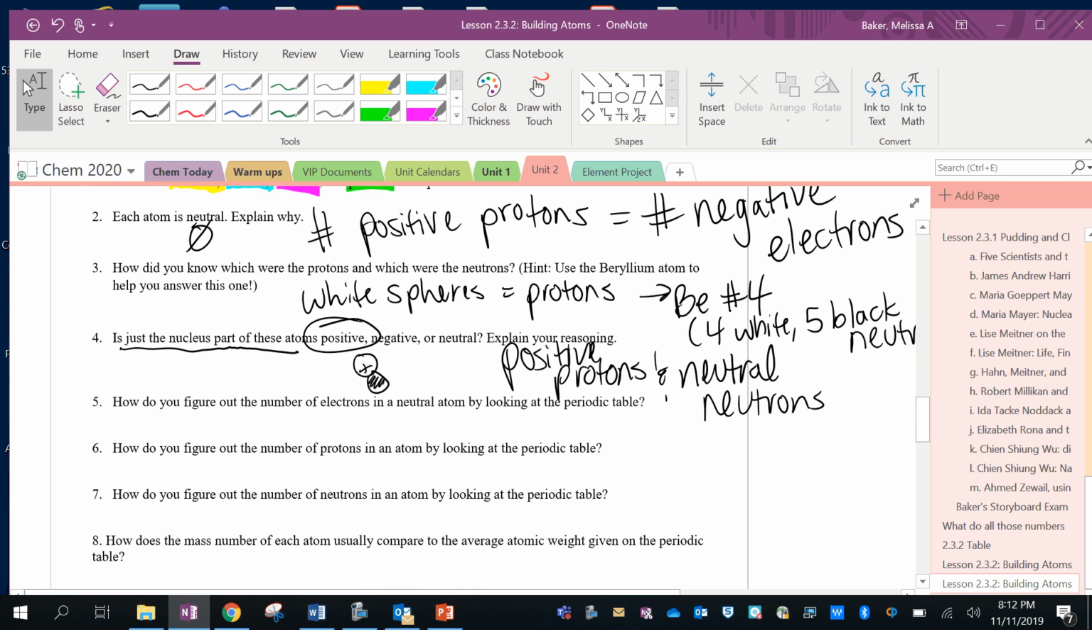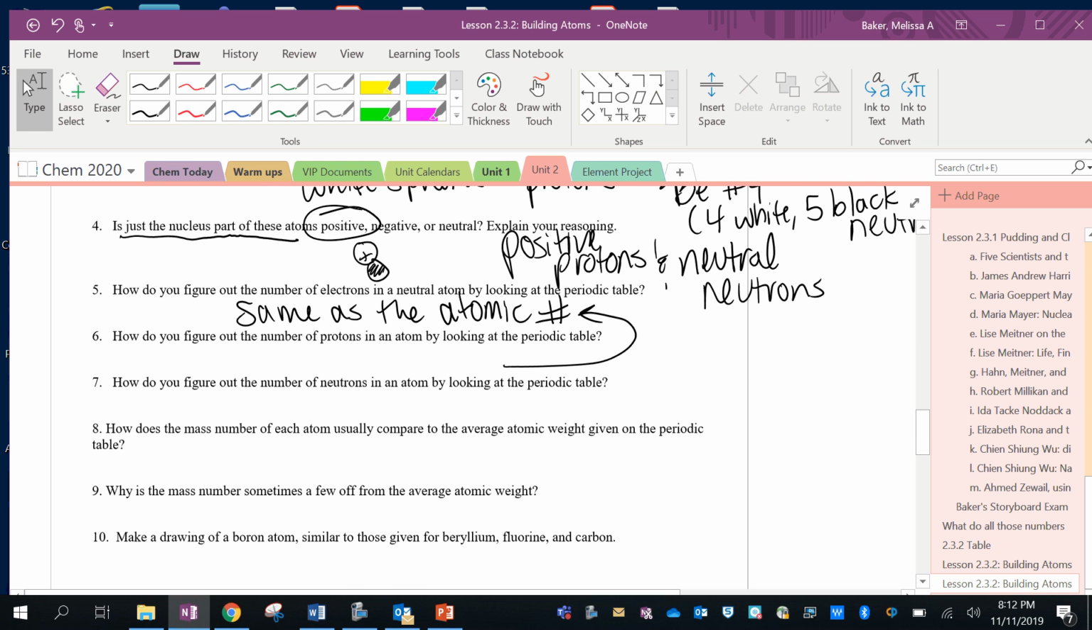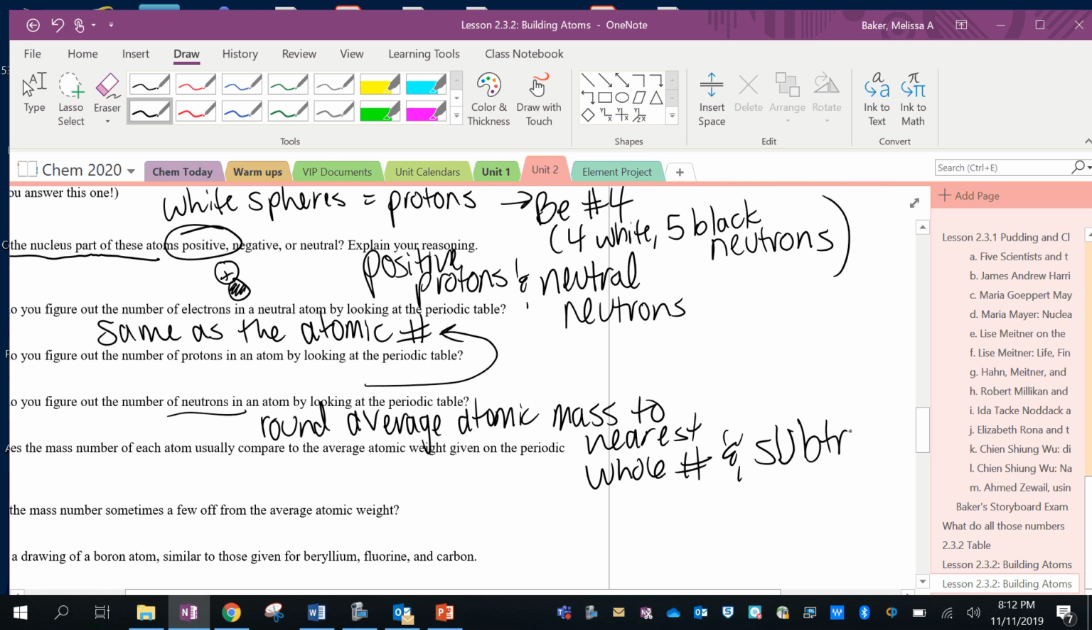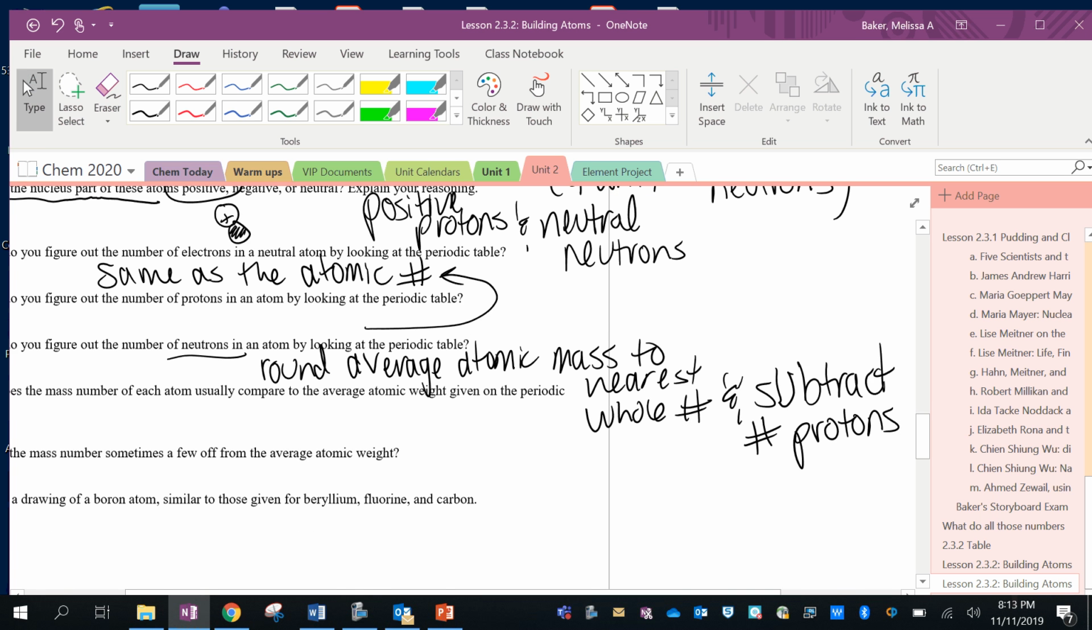How do you figure out the number of electrons in a neutral atom by looking at the periodic table? It's the same as the atomic number. So whatever number the element is, that's how many electrons it has. How do you figure out the number of protons? Same thing. It's the same as the atomic number. But it's a little tricky to figure out the number of neutrons in the most popular atom because you round the average atomic mass to the nearest whole number, and then you subtract the number of protons, because protons plus neutrons always gives you the mass number.